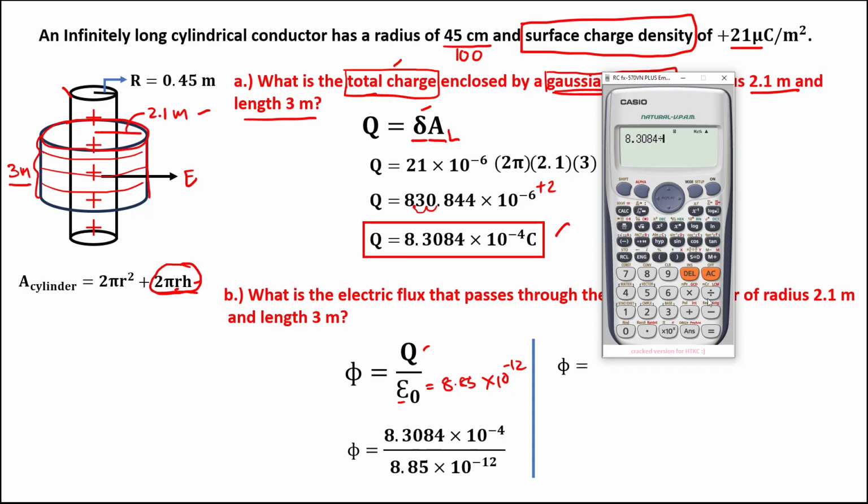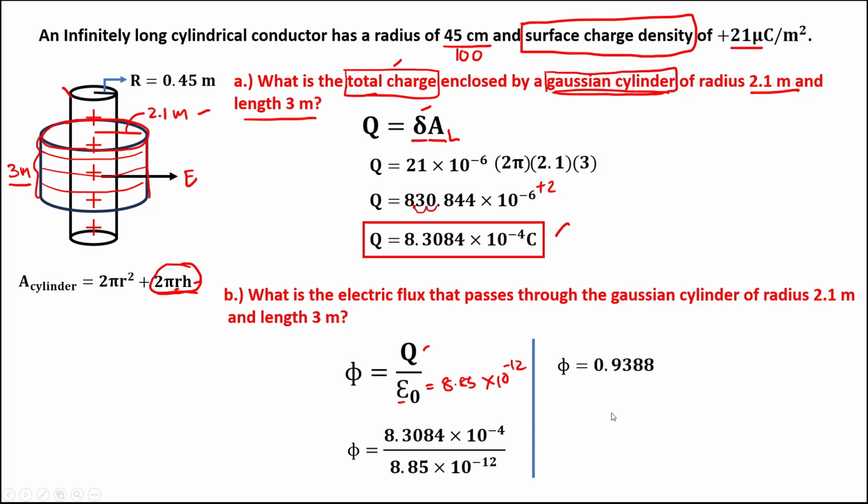Then to find now the electric flux, we have 8.3084 divided by 8.85 equals 0.9388. So 0.9388, then times 10. Then for these exponents, you subtract. So this becomes negative 4 minus negative 12. Then double negative, that's plus. So the exponent is positive 8.